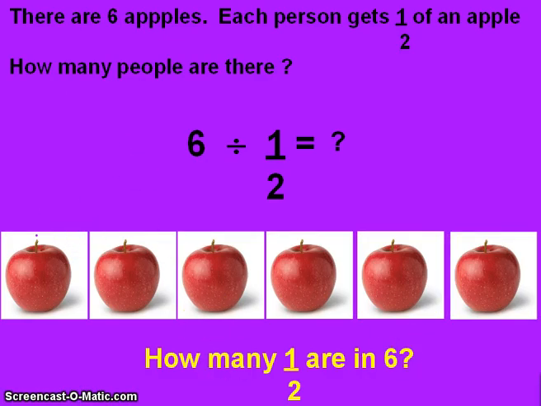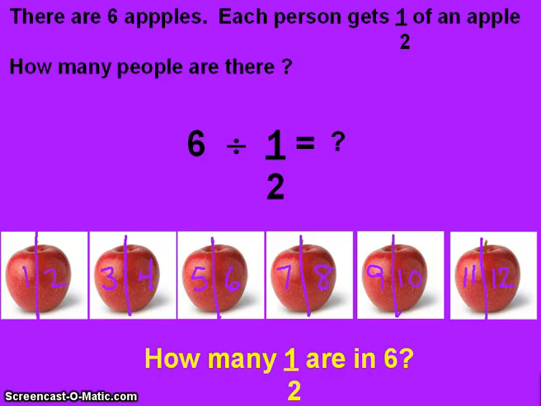In order to do that, we need to take our 6 whole apples and divide them into halves. Once I've done that, I can count how many halves I have in the 6 whole apples. Now I want to count each half separately because each half is a group in this case. And now I see that there are 12 groups of half in 6 wholes.